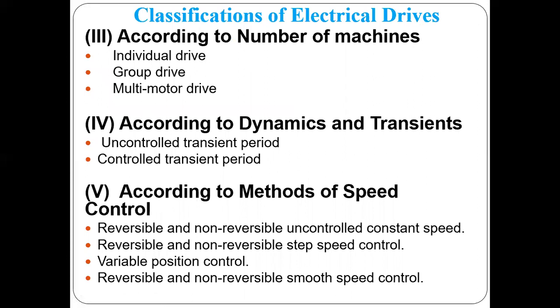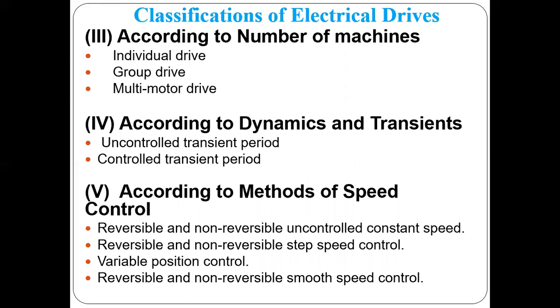Now third, according to the number of machines. According to the number of machines, the electrical drive is classified into individual drive, group drive, and multi-motor drives. And fourth point is according to the dynamics and transient. According to this phenomenon, the drive is classified into uncontrolled transient period and controlled transient period.